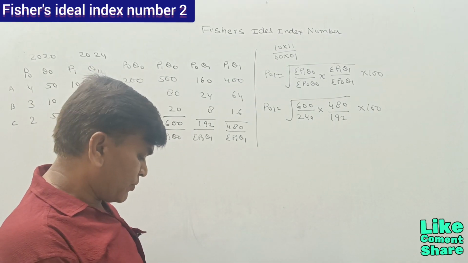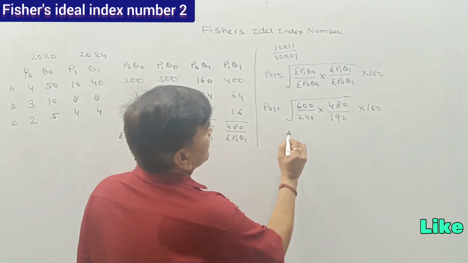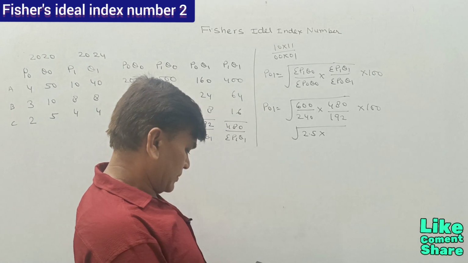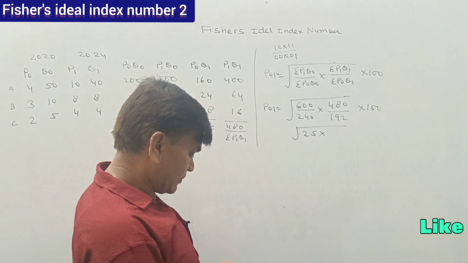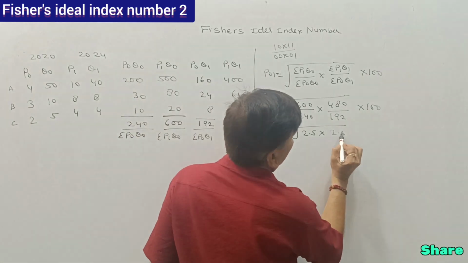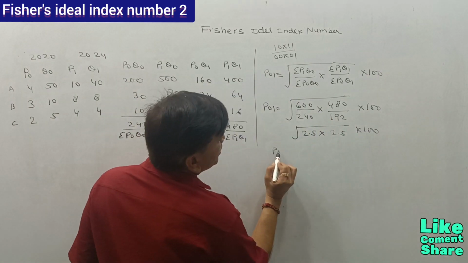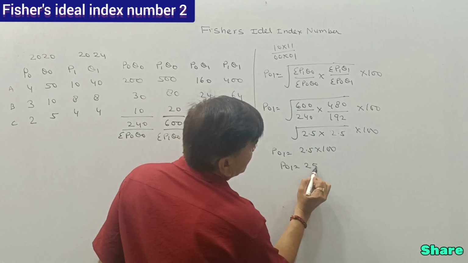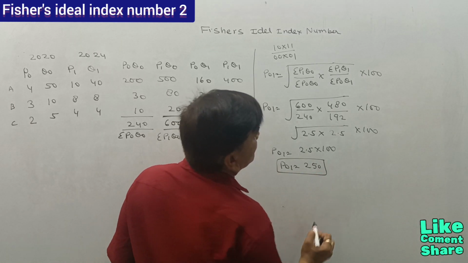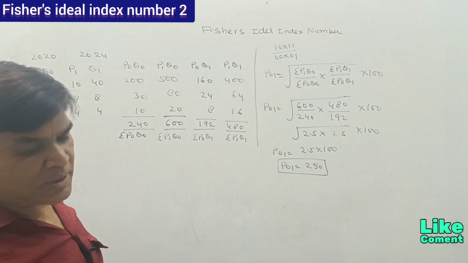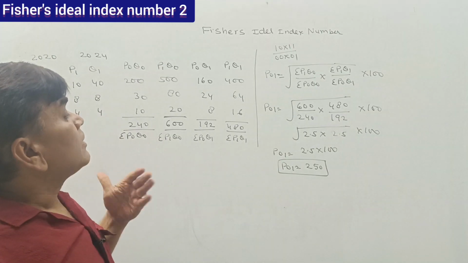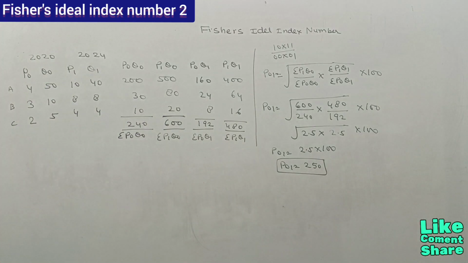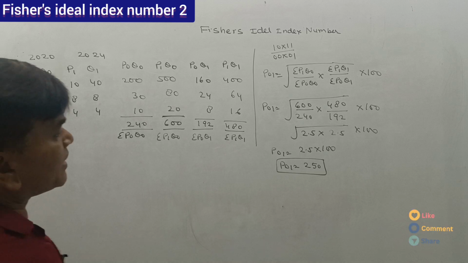Calculating this, 600 divided by 240 is 2.5. 480 divided by 192 is also 2.5. So P01 is 2.5 multiplied by 100, so the P01 value is 250. So the Fisher ideal index number value is 250. This is what we have to calculate first.